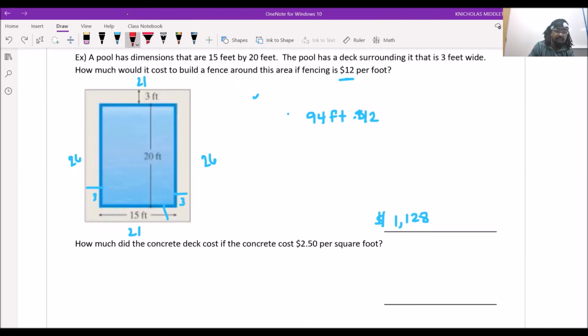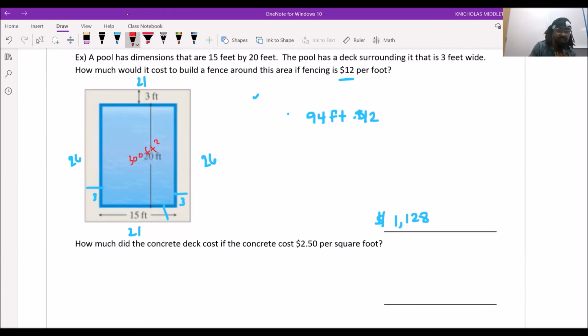Okay, so our thought process here is, what's the area of this pool? It should be pretty straightforward. 15 times 20, it's a rectangle. So is that 300? 300 square feet.